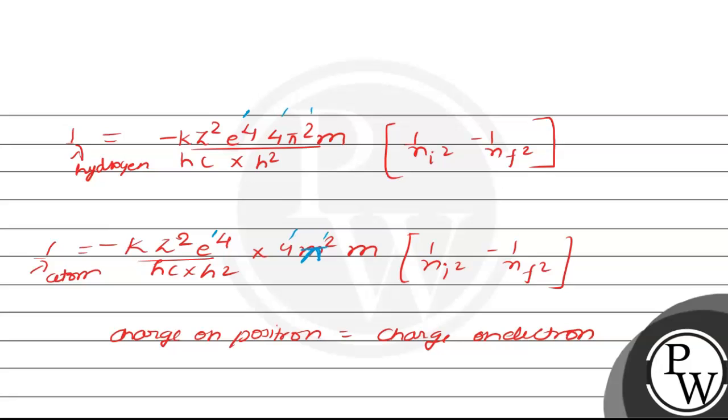And in the case of lambda hydrogen, this m represents the mass of electron, whereas in the other this m represents the mass of positron. It is also seen that the mass of positron is equal to the mass of electron. So students, this m will also be the same, and in the hc term, h represents Planck's constant and c represents the speed of light, so all these terms will also be the same. We are left with the initial square minus final square difference term, and this will also be the same.